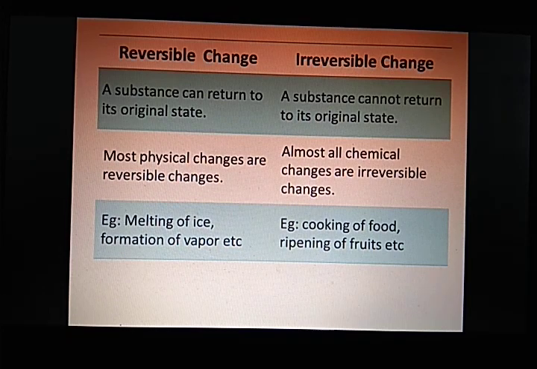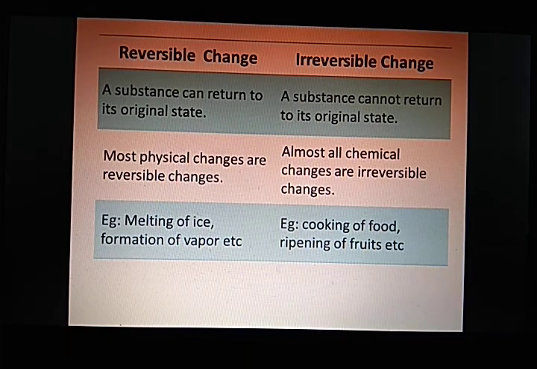And if the chemical composition got changed, and the physical properties may be the same, but the chemical properties are not the same, or it may happen that the physical properties also vary between the initial and the final, or only physical properties have changed, or only chemical properties have changed, such changes are called irreversible change. For example, cooking of food, ripening of fruits.